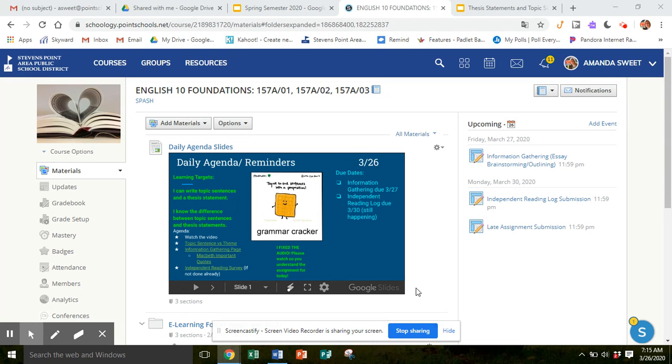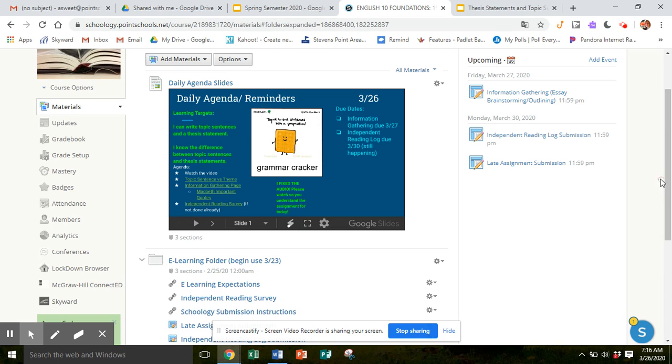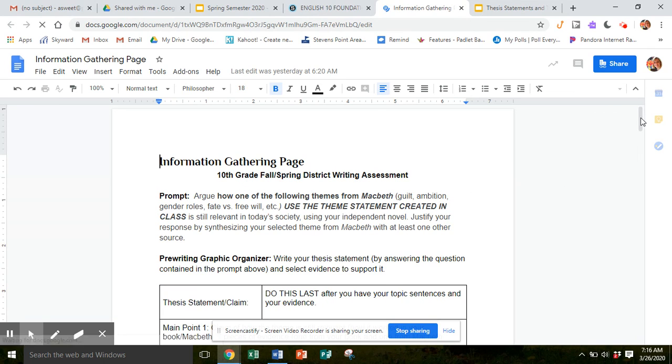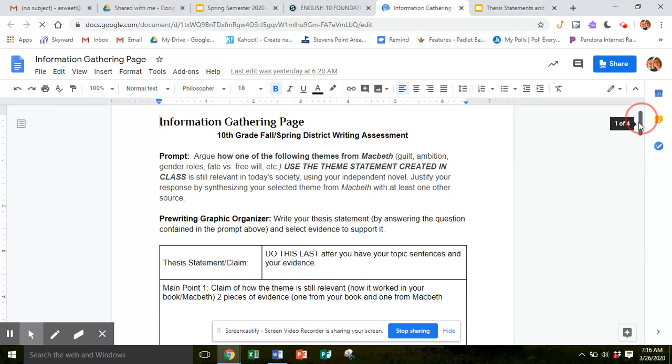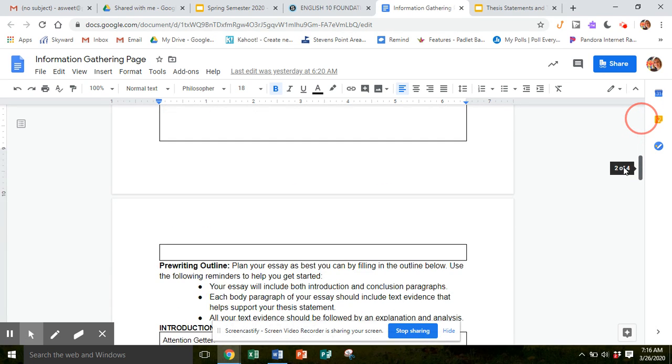Today, when you go to the daily agenda chart, you will notice that we added another resource for creating and adding information to that information gathering page. We were getting a lot of emails from you about how to do this and what we're supposed to type, so we decided to break down the process a little bit.